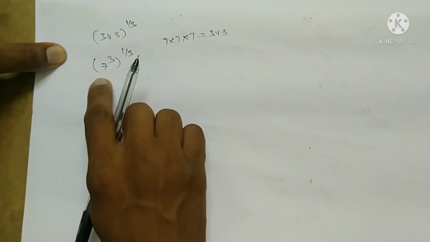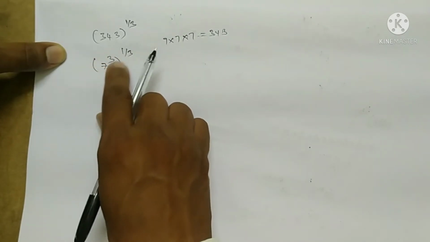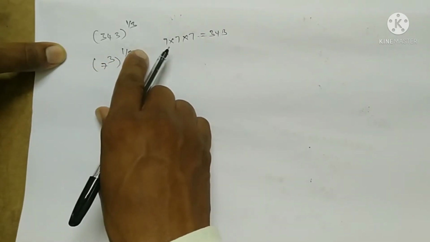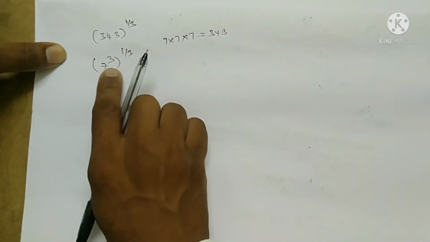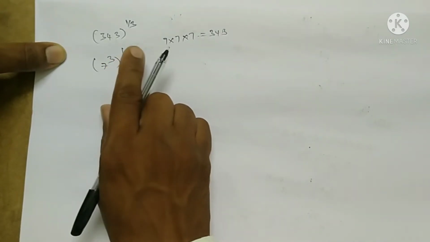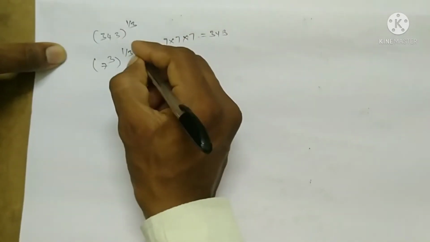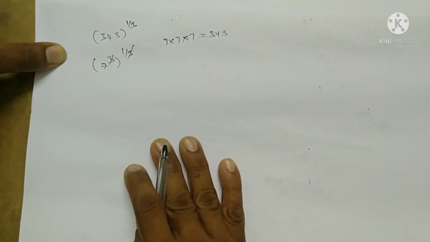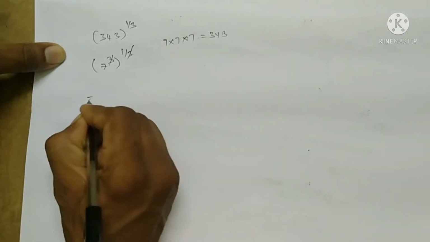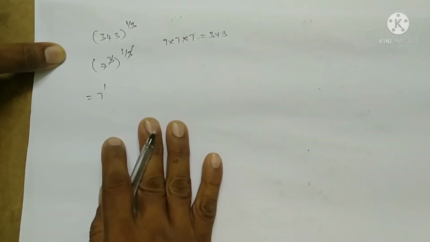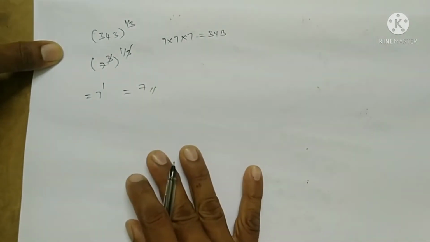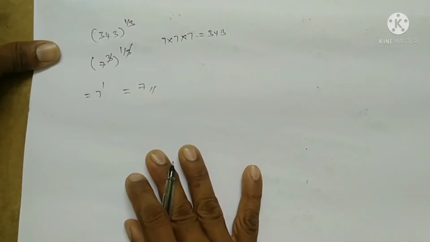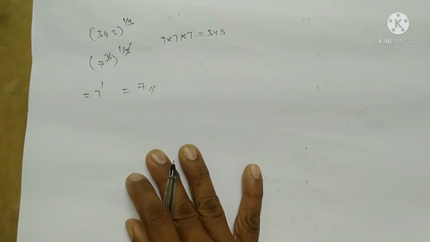It is of the form a power m whole power n, right? So result is a power m into n. So 7 to the power of 3 into 1 by 3. So here numerator 3 and denominator 3 both are cancelled. So result is 7 to the power of 1. So finally it is nothing but 7. This is the final result. Okay. Next.